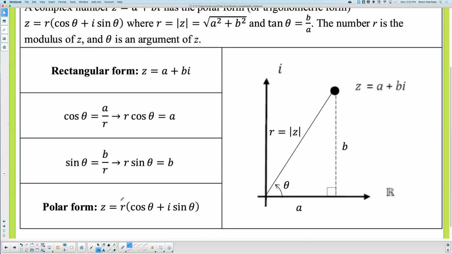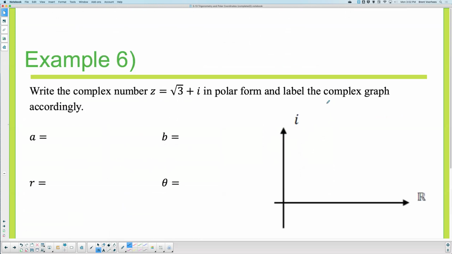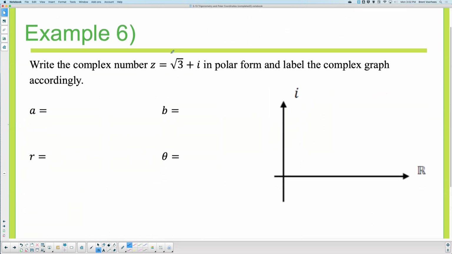Here's a bunch of cheat sheets to help you out, but these two represent the same thing. This is in rectangular form. This is in polar form. So with polar form, the only thing different is they're going to factor out that r. So let's practice some of these. Example 6, write the complex number here in polar form and label the complex graph accordingly.